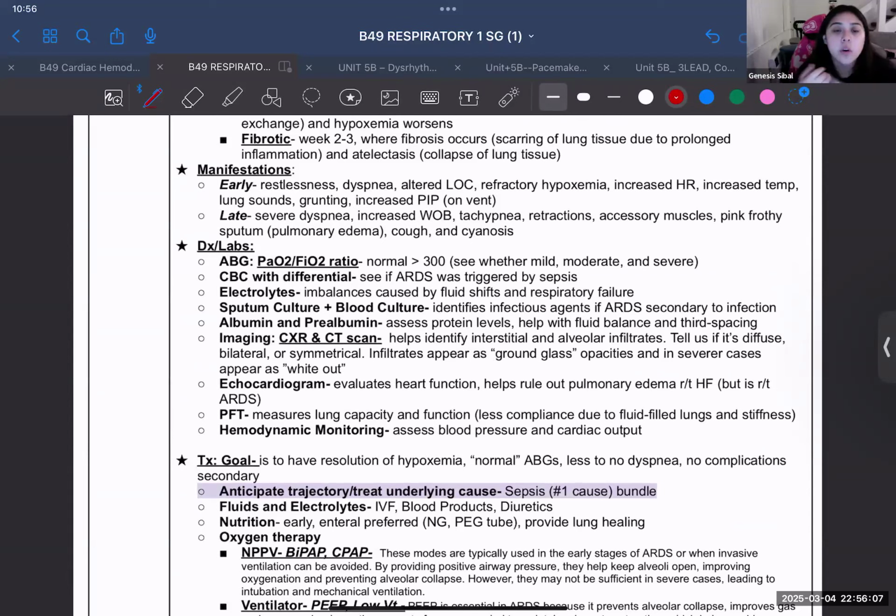Manifestations, it makes sense between the early versus late, right? Early, you still have a lot of the difficulty breathing, breathlessness, hypoxemia, increased heart rate, right? You're going to see all of those things that you regularly would see. But then the late stages, right? At this point, it's severe. It's very increased work of breathing.